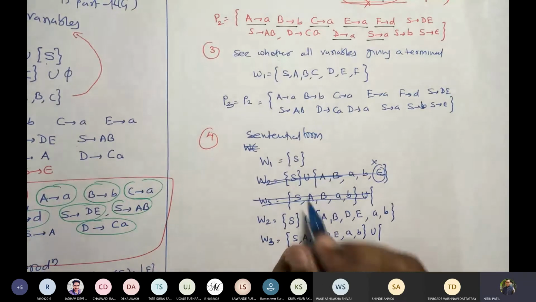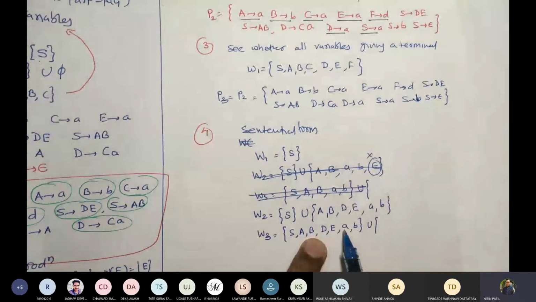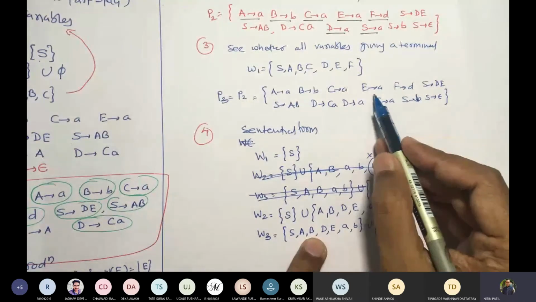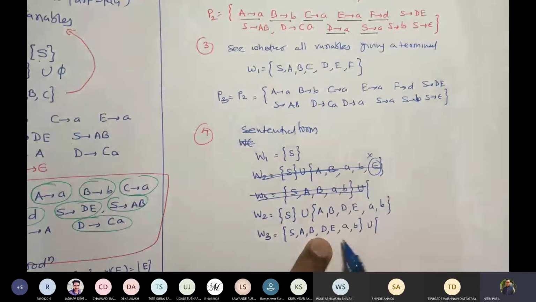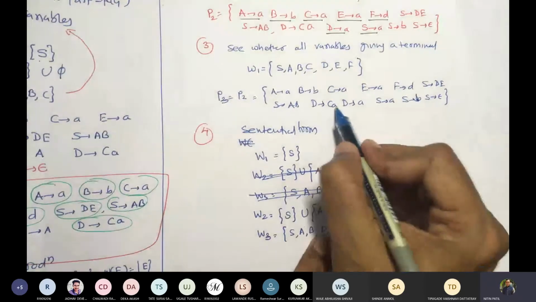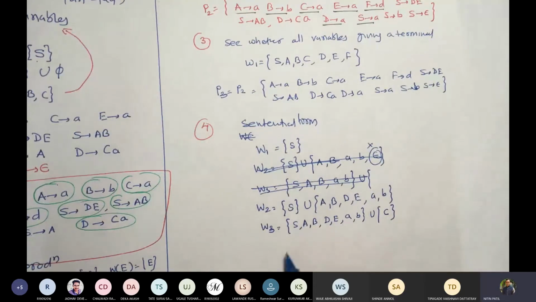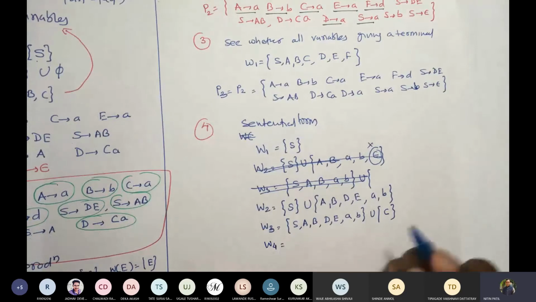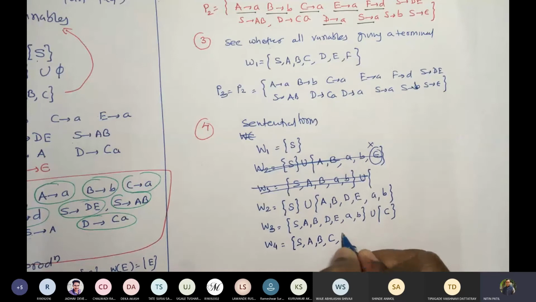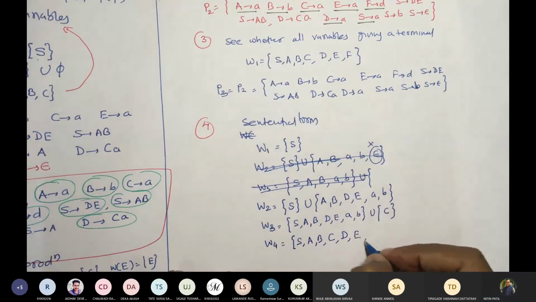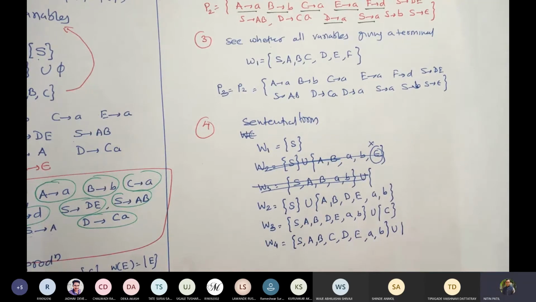Now for A, what is occurring on the right side? A. We already added this. For B, what is added? B is added. For E, we already added A. For D, A is already added. Now for D, there is CA. So C is not added yet, so C would be part of this. Correct. So we get W4: S, A, B, C, D, E, A, B union. Now there is nothing remaining.